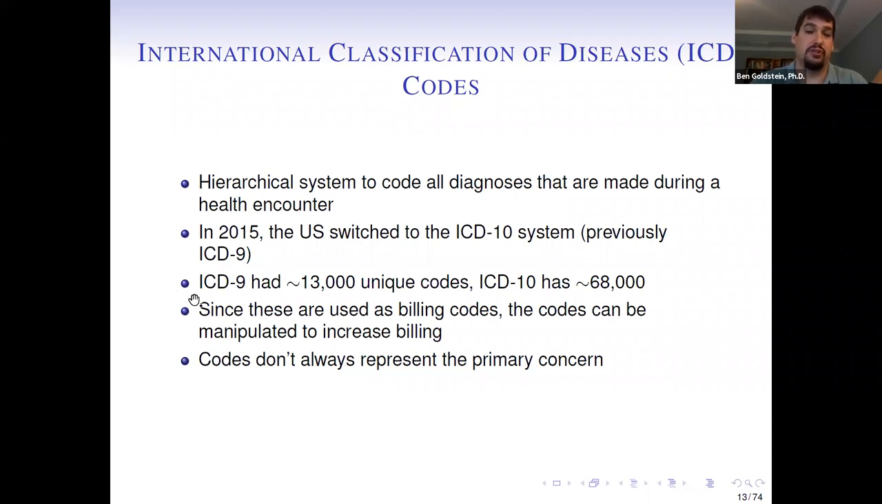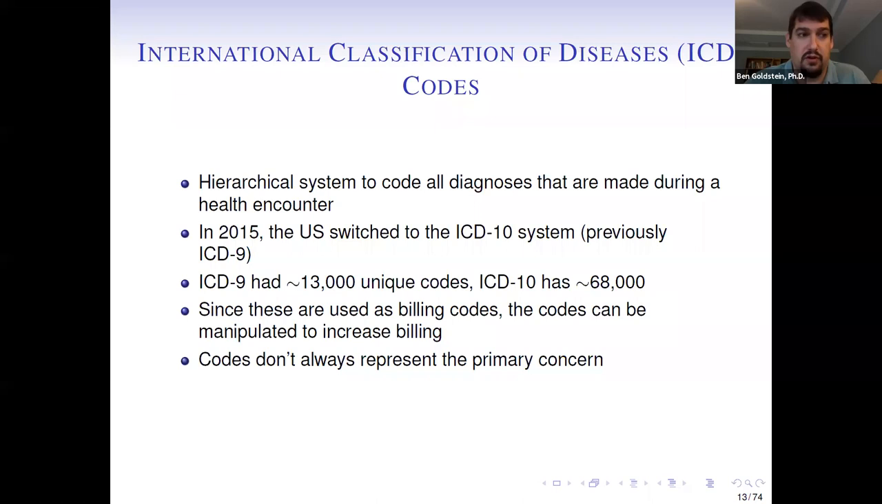This has made researchers' lives incredibly complicated, but it's also what keeps researchers, or academics, in business. ICD-9 had 13,000 unique codes, where ICD-10 has 68,000 unique codes. And I'd love to say that there are some direct mappings here, at least a one-to-many, but there isn't even a one-to-many here. So this process of mapping between ICD-9 and ICD-10 in some contexts can be quite challenging. It's important to know that since these are often used as billing codes, the basis for our healthcare reimbursement system, the codes can be manipulated to increase billing.